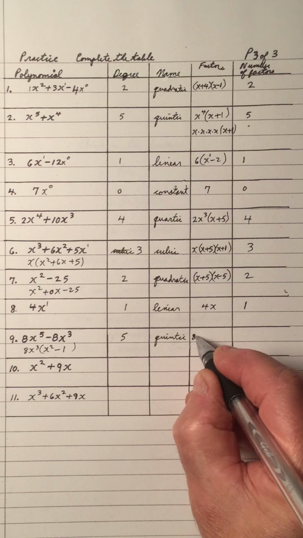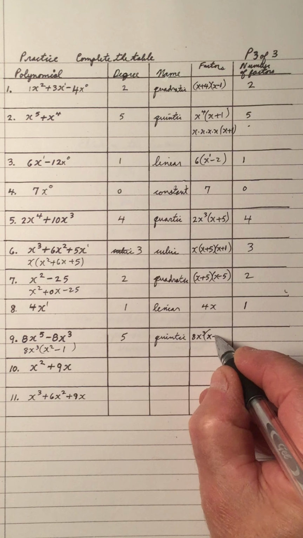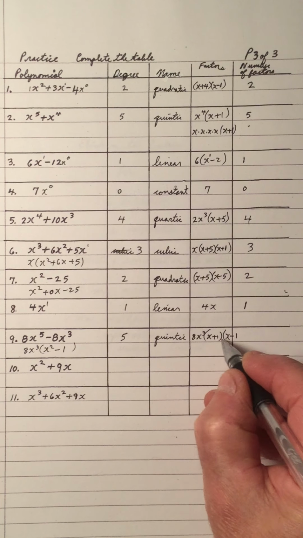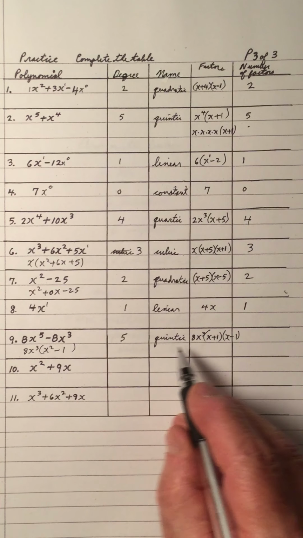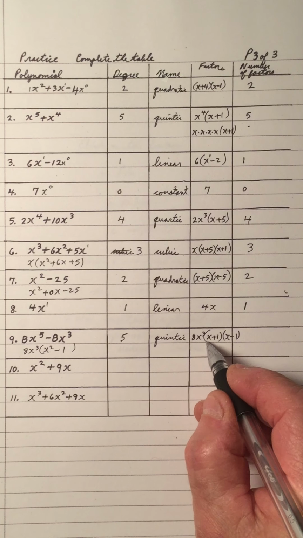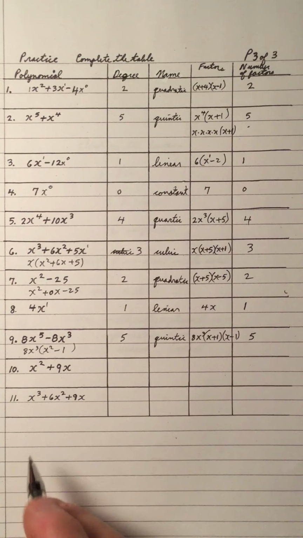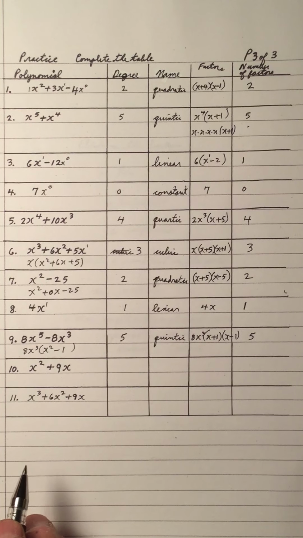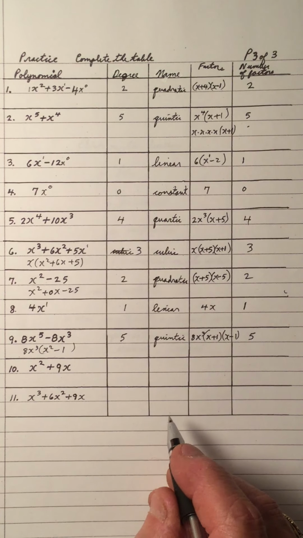So, if we keep going, notice we got x squared minus 1, so that's x plus 1, x minus 1, because that's the difference of two squares. So we have degree 5, a quintic, we got the same factor x 3 times, the linear x plus 1, another linear x minus 1, so there's 5 factors. Again, the degree of a polynomial is directly related, equal to the number of factors. The number of factors that a polynomial has is equal to the degree.